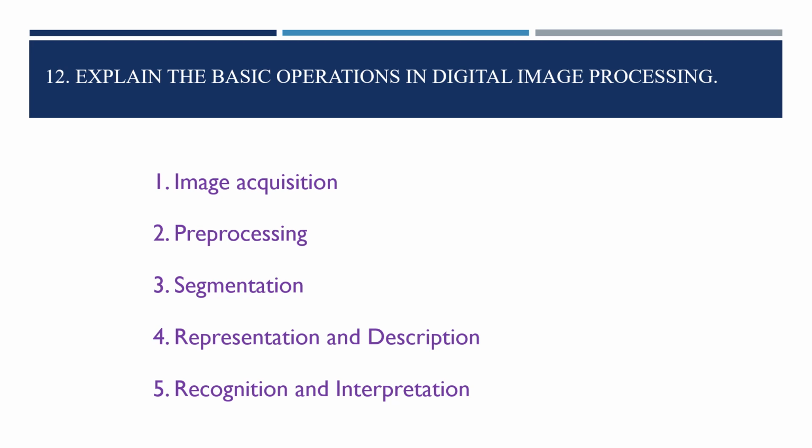Question number 12. Explain the basic operations in digital image processing. There are 5 basic operations: image acquisition, pre-processing, segmentation, representation and description, recognition, and interpretation. You need to elaborate on each of the points.